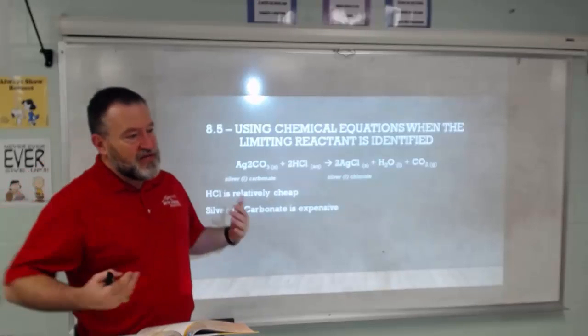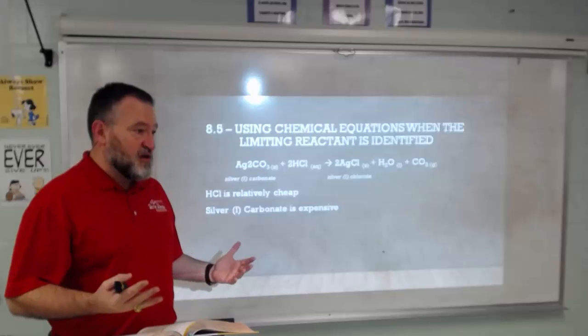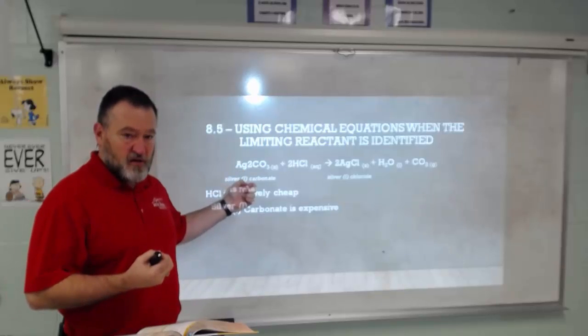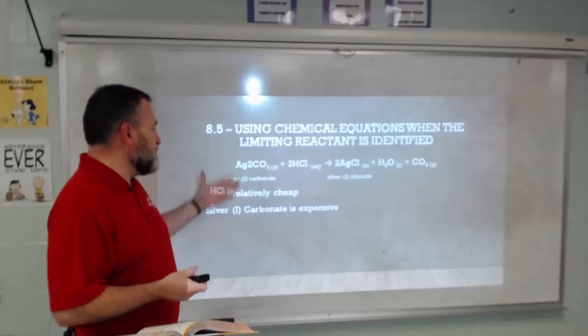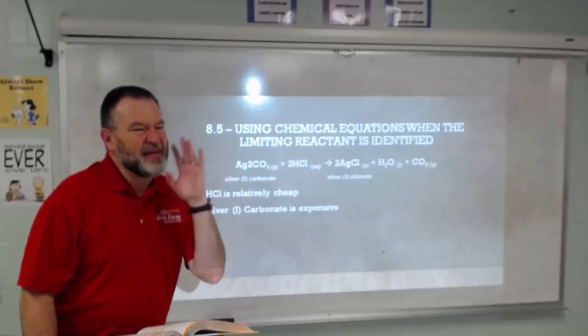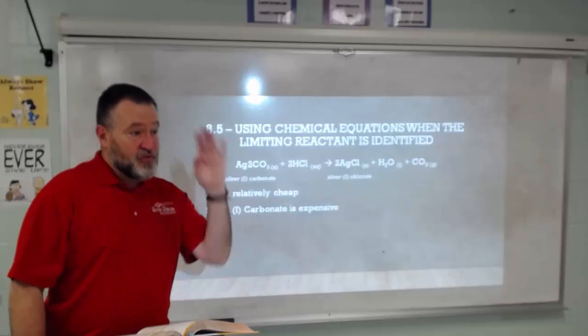So if we're coming together and we're going to have this reaction take place, and I'm trying to save the silver because it's so costly, right? What can you tell me about how I want to set up this reaction? What do I want to make sure I've got plenty of in the reaction? Again, think in terms of Eastman Kodak.